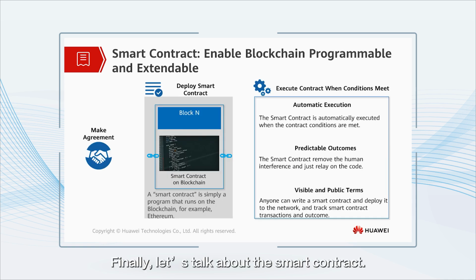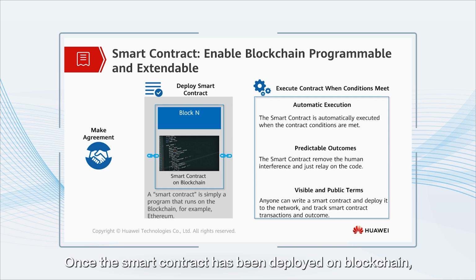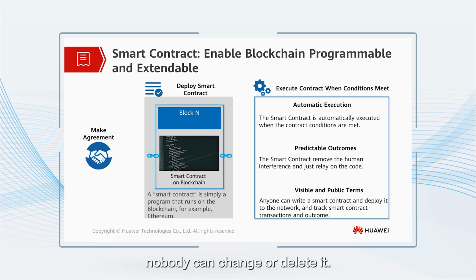Finally, let's talk about the smart contract. A smart contract is simply a program that runs on the blockchain, for example, Ethereum. Smart contract simplifies the process in multi-parties agreement. When two or more parties have an agreement, for example, make a loan, a smart contract will be developed and deployed on Ethereum. Once the smart contract has been deployed on blockchain, nobody can change or delete it.